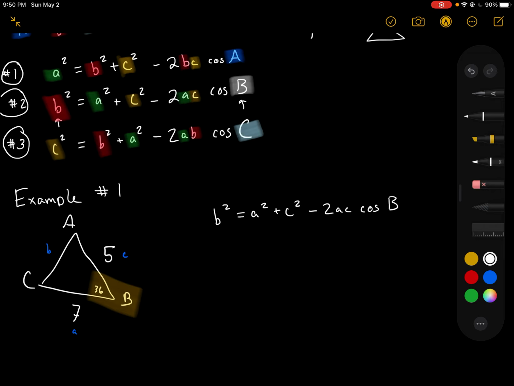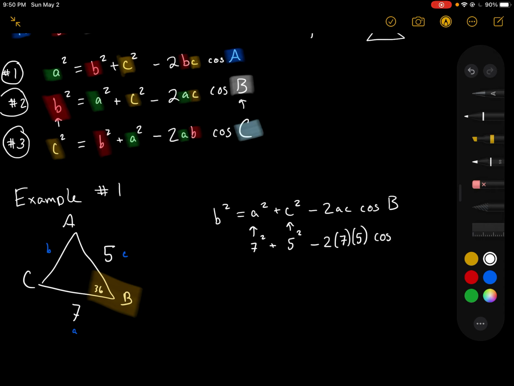And let's identify what we know so far. We don't know if this is a right triangle, so we can't solve for our last missing side using the Pythagorean theorem. So we're just going to take this one step at a time and plug in everything that we do know first. We know that little a is 7, and little c is 5.